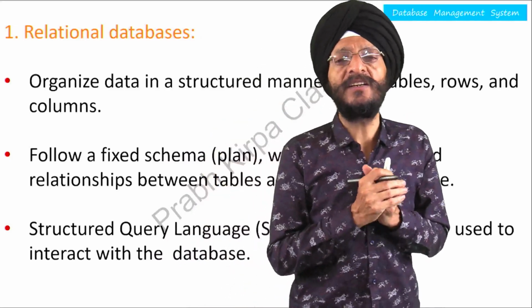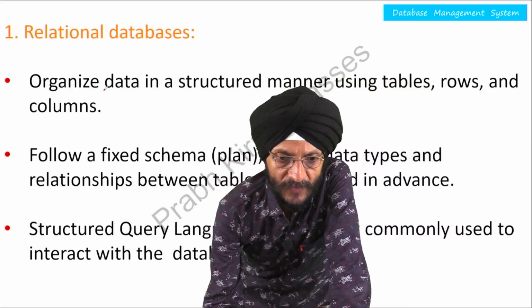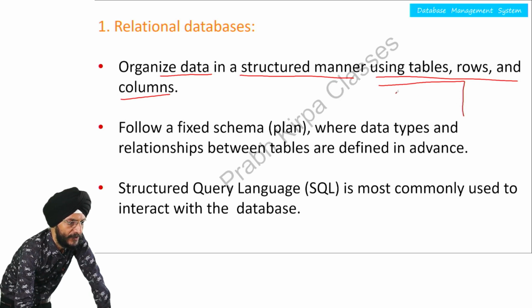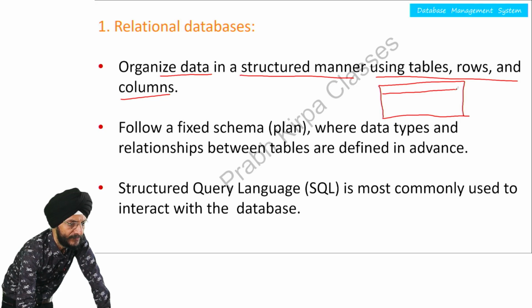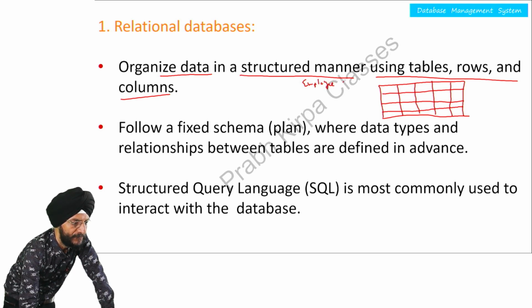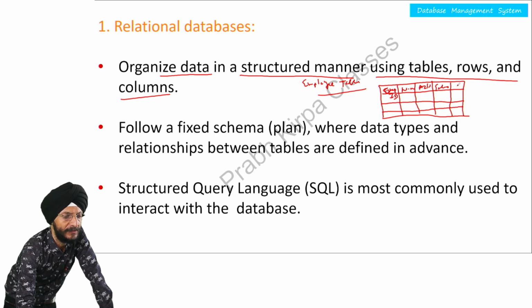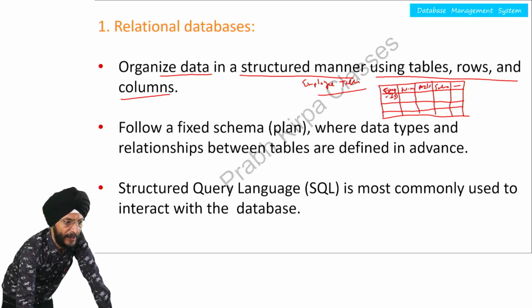Now, first we will discuss relational databases. Relational databases organize data in a structured manner using tables, rows, and columns. If we say that this is the table, these will be the columns, and these will be the rows. If this is the employee table, then it will have employee ID, then employee name, address, then salary per month, and some other particulars. This is the employee ID. These are the columns. These are the rows.